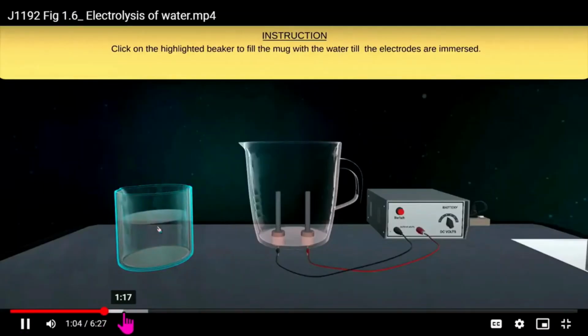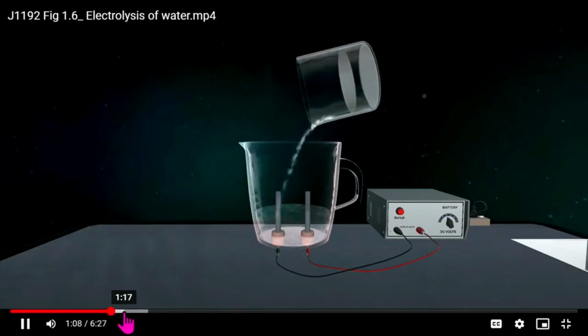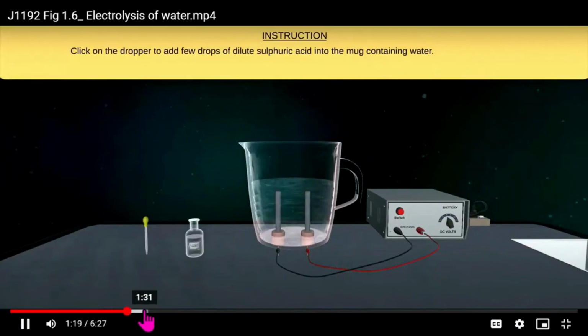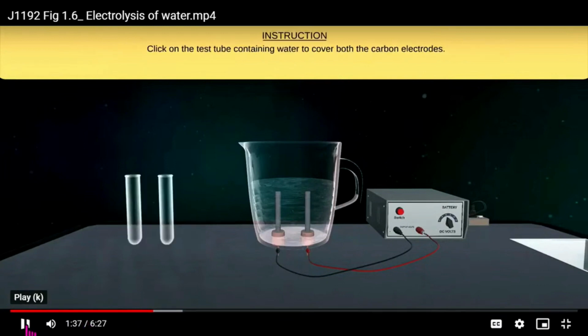Click on the battery to connect it with the carbon electrodes through wire. Click on the highlighted beaker to fill the mug with water till the electrodes are immersed. Add dilute sulfuric acid into the mug containing water. Sulfate ions. So in this experiment, let us check how we can verify that hydrogen gas is emitted here.